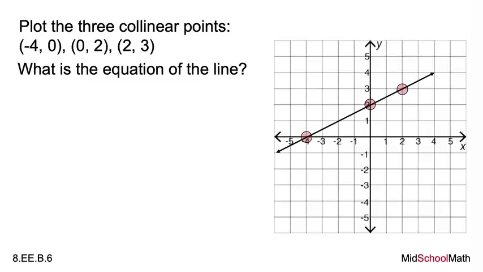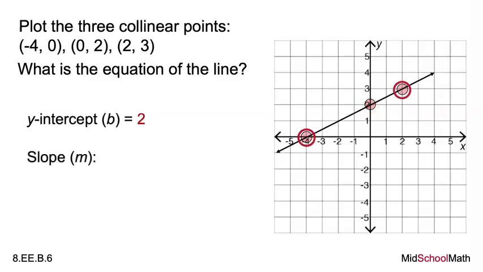The line crosses the y-axis at (0, 2). So the y-intercept, or b, is 2. For the slope, we can choose any 2 points and find the change between them. Using these outer 2 points, we see the y values increase from 0 to 3. So the change in y is +3. The x values increase from -4 all the way to +2. So the change in x is 6.